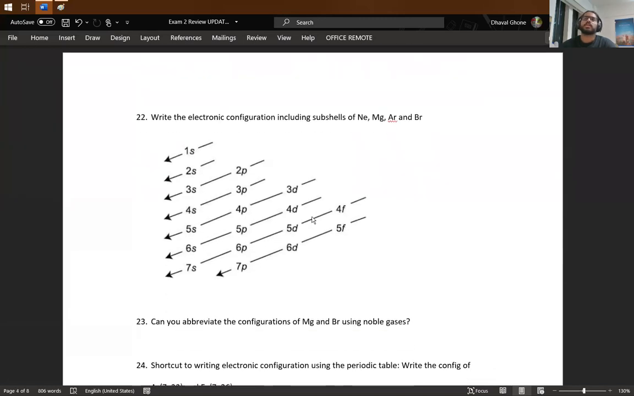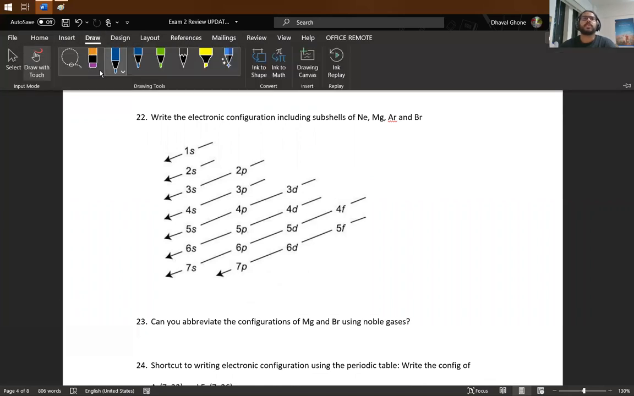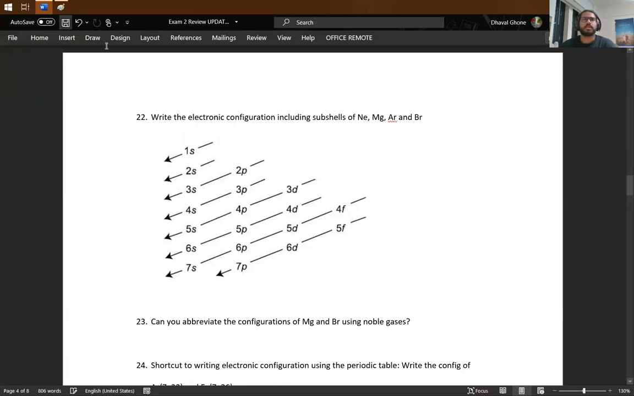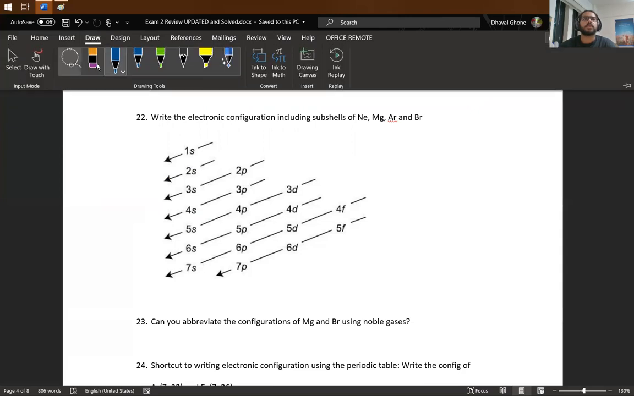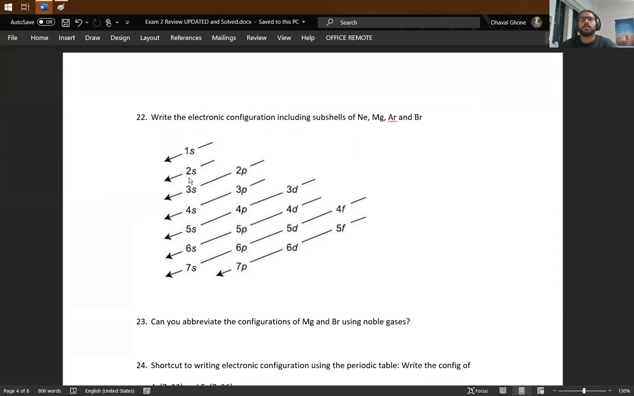Can you write the electronic configurations including subshells for neon, magnesium, argon, and bromine? So this one is a little annoying because you have to follow the Aufbau principle. Okay, so how this works is I'll show you with neon. Neon is 10, and so you start at this point and you go towards the arrows. The first thing you encounter is 1s. Capacity of s is 2, so I'll write 1s2 on the top, a notation of how many electrons there are. Out of the 10, I have placed 2 of them. I have to place 8 more. So I keep following the arrow.